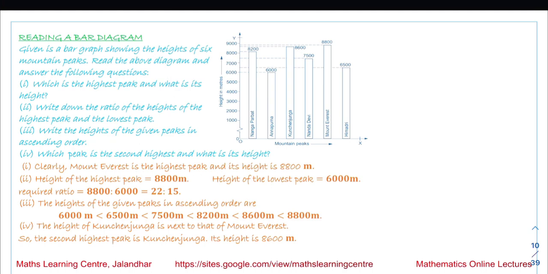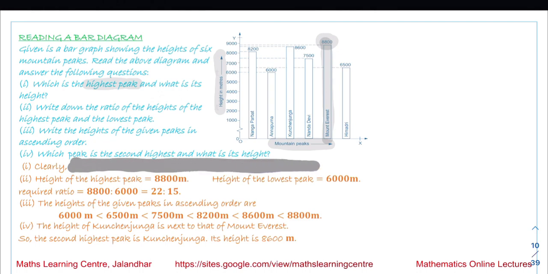If we look at this, what is given to us is that on the x-axis mountain peaks are given and the height of these mountain peaks is on the y-axis. So we have to find the highest peak. Highest peak means that its height should be maximum. In this graph the highest height is 8,800, and this corresponds to Mount Everest. So Mount Everest is the highest peak and its height is 8,800 meters.